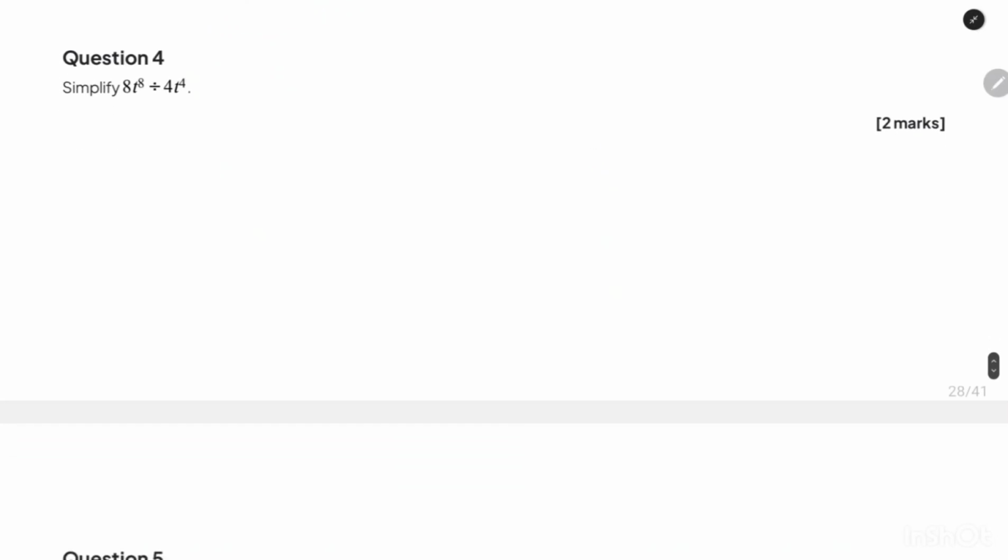Now see the fourth question. So here it is 8t to the power 8 divided by 4t to the power 4. I have written in this form, in fractional form. Now you can cut this. 4 ones are 4 and 4 twos are 8. So that is 2 into, now in division, if the bases are same, you can subtract the powers. So that's t to the power 8 minus 4, which is 2t to the power 4. This is the fourth question.